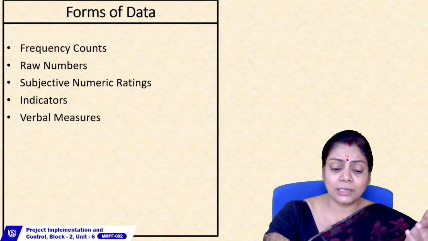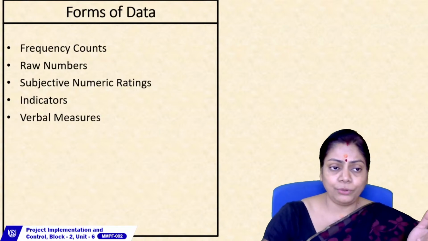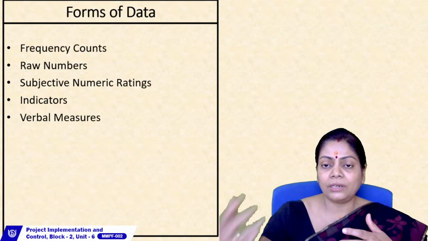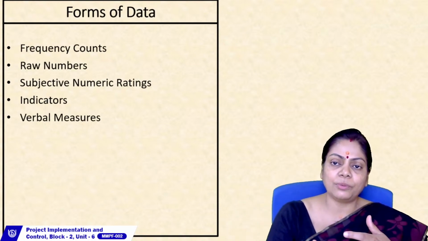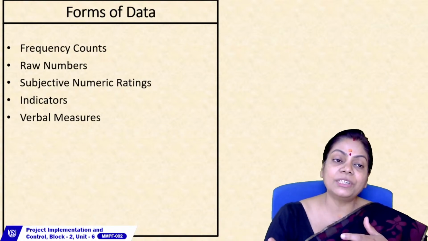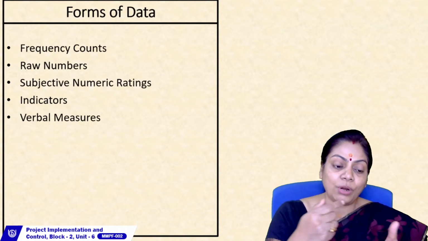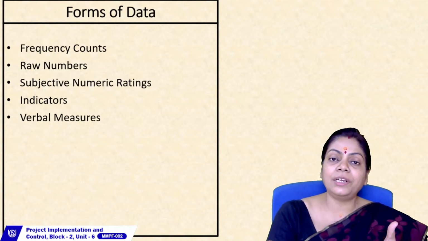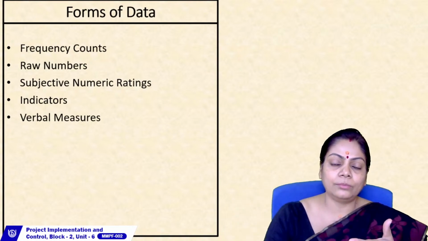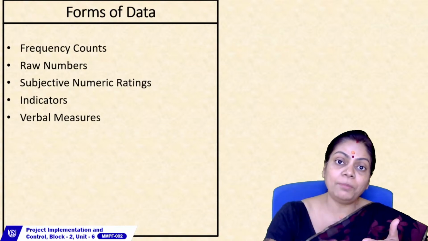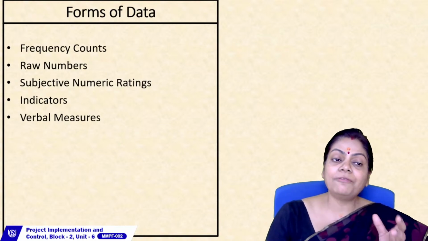They can look as frequency counts. We all understand what a frequency count is. Suppose for a particular event, 10 persons have reported, so it has a frequency of 10. Another event, let's say 25 people have reported, so it has a frequency of 25. For one particular performance criteria or satisfaction criteria, what is the frequency of a particular problem being reported? So it could look like a frequency count.